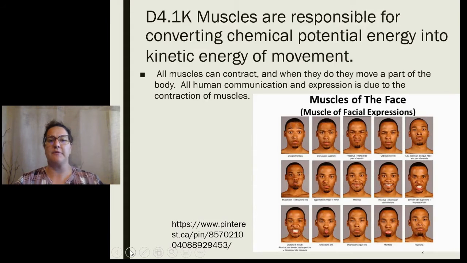Muscles are responsible for converting chemical potential energy into kinetic energy of movement. All of our muscles can contract, and when they do, they move a part of the body. For example, all human communication and expression is due to contraction of our face muscles, and we have all the different expressions that we can create.